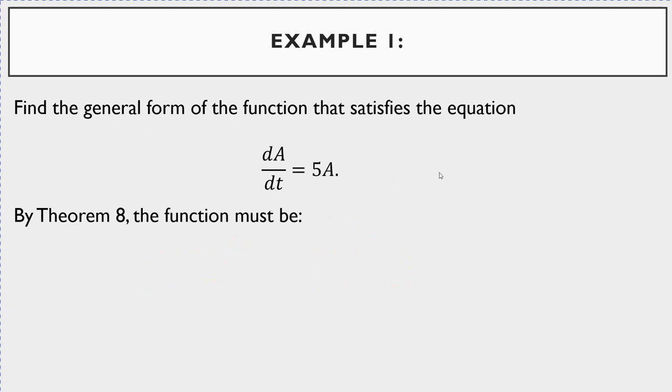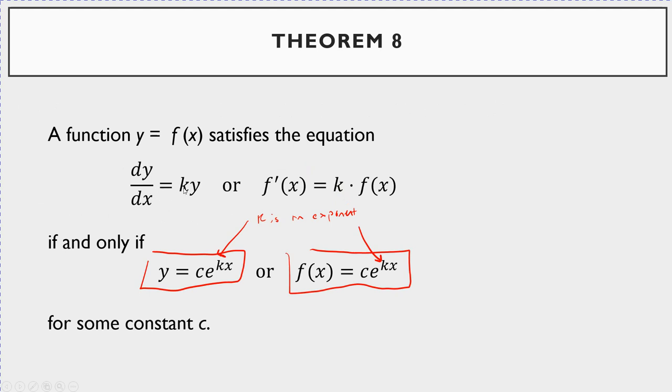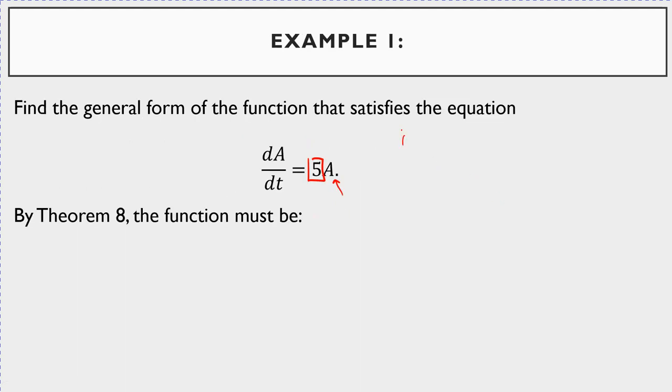Find the general form of the function that satisfies this equation: dA over dt, so the derivative of A with respect to t, is equal to 5A. All right, so notice here's my 5, and here's my A. So if I look back here, dy dx is equal to k times y. Notice all I'm changing is instead of y, I'm writing A, and instead of x, it's t. So for this expression, because the A and A is the same here, k is equal to 5. We're seeing that right off the bat.